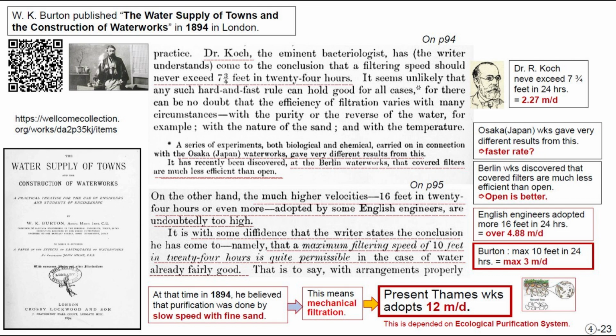On the filter speed, they believed a slow filter rate was better 200 years ago. Then they accepted a higher rate. Finally, present Thames works adopts 12 meters per day. This high rate depends on the idea of ecological purification system. This idea comes from the study in Japan.